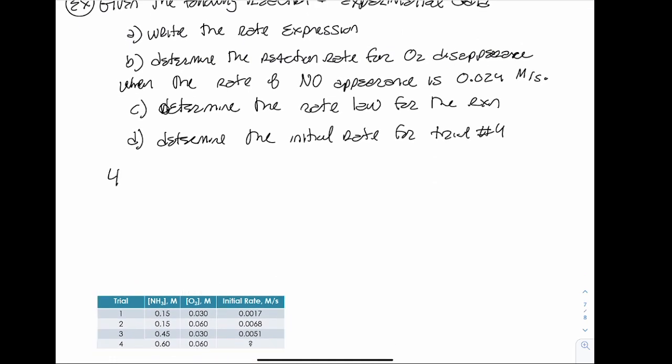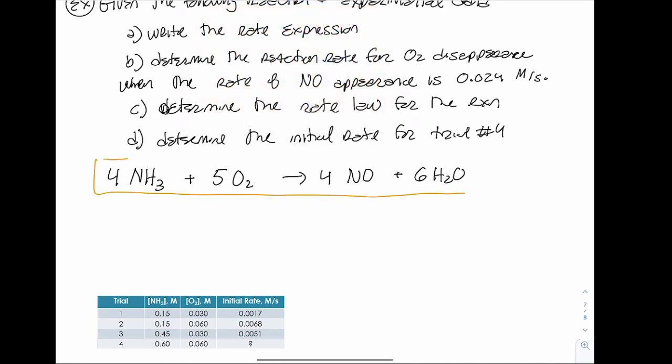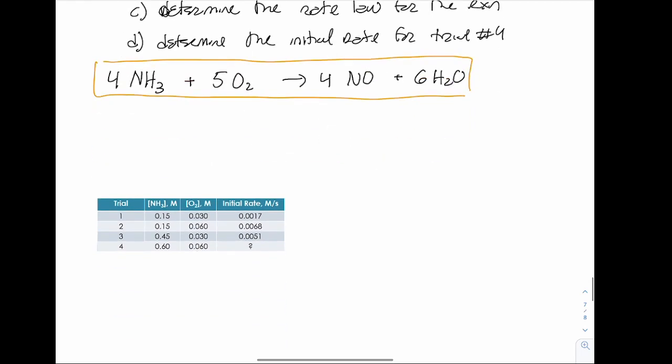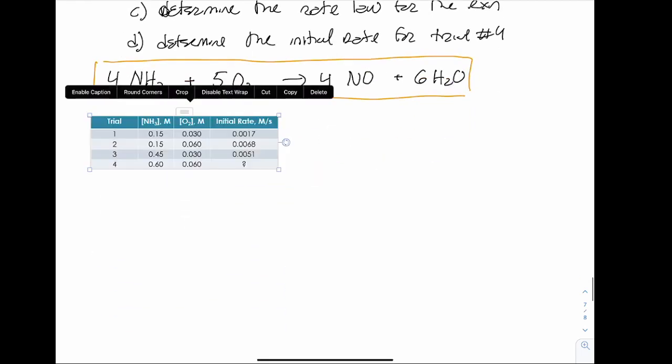So our equation is 4 ammonia, NH3, and that's reacting with 5 oxygen to produce 4 nitrogen monoxide plus 6 water. So this is our reaction. And then our experimental data. Let me make this a little bigger for us.